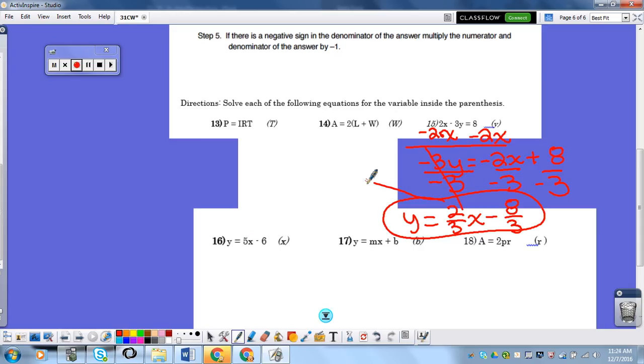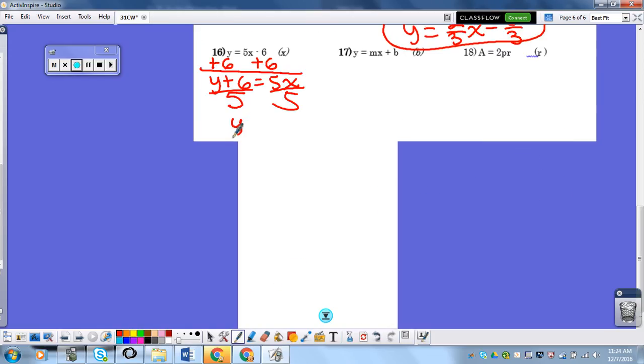So we want to get x alone. So what you're going to do is add or subtract the other thing. So I'm going to add 6 on both sides because it was a minus. So y plus 6 is equal to 5x. Now get your x alone, so you're going to divide. What you do to one side, you do to the other. So y plus 6 over 5 is equal to x. And what do you notice? X is by itself.